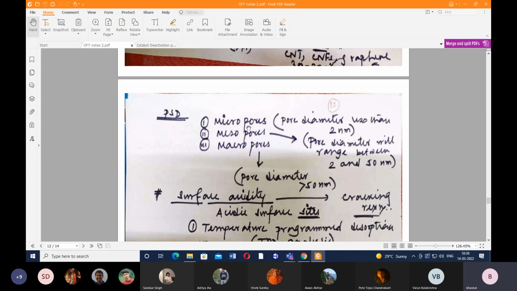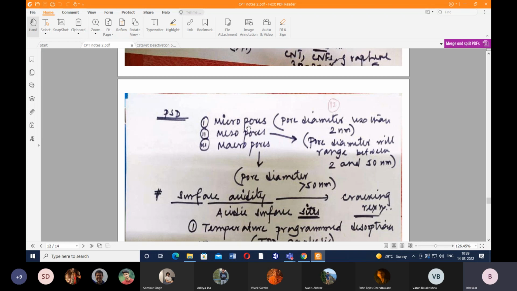Micropore means we have got pore diameter, because these things are always classified in terms of pore diameter. In case of micropores, the pore diameter is less than 2 nanometers. What type of materials exhibit micropores? Activated carbon-based materials always have the majority of micropores, a preponderance of micropores. The second type of pore is called the mesopores. In case of mesopores, the pore diameter ranges between 2 and 50 nanometers. Similarly, for macropores, the pore diameter is greater than 50 nanometers.